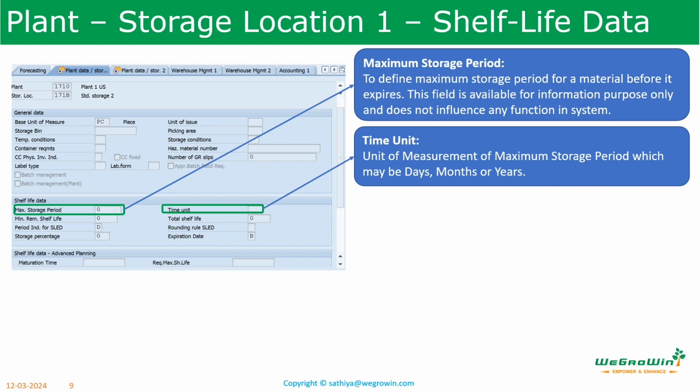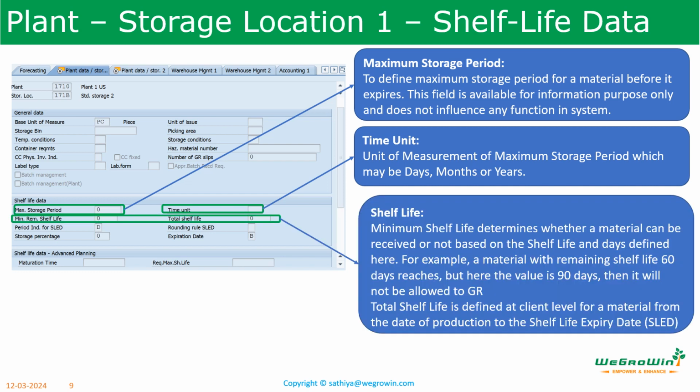And then the unit of measurement of time. It can be days, months, or years. And then shelf life. Shelf life is defined as the minimum life which determines whether the material can be received, based on the shelf life and the days defined here. For example, if the value is entered as 90 days, but the remaining shelf life is 60 days from the date of manufacturing, then GR will not be allowed. And total shelf life is defined at the client level, right? Total shelf life for the material is defined at the client level, from the date of production to the shelf life expiry date.